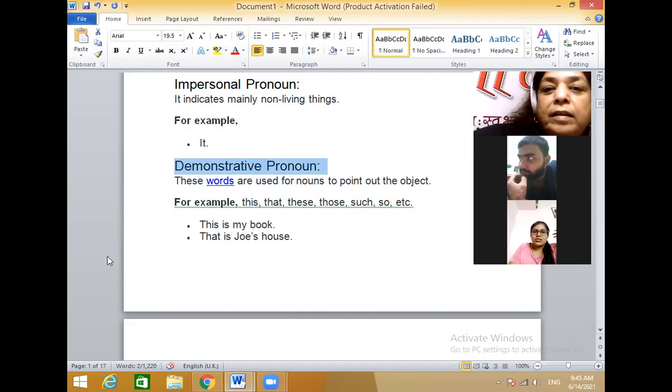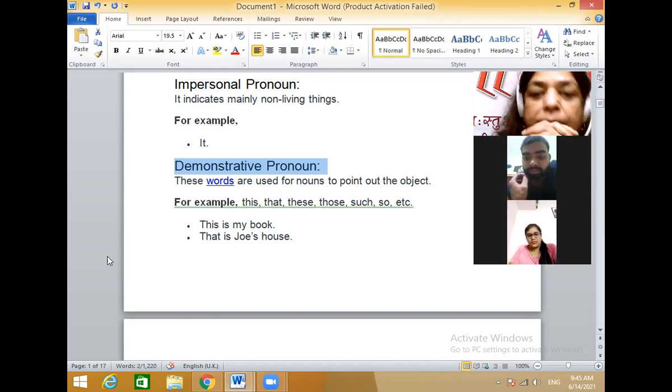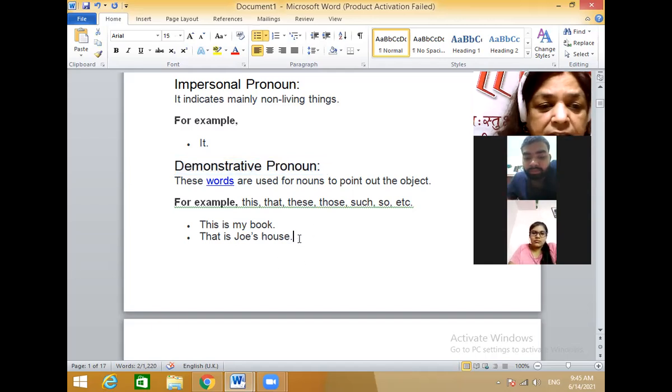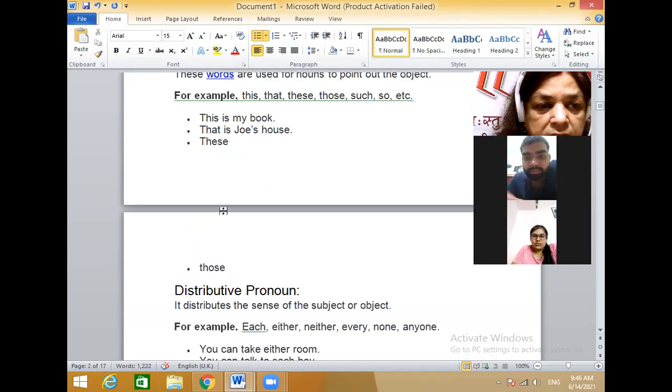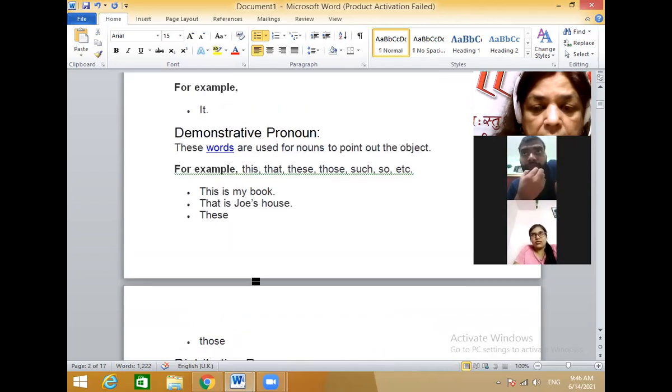That boy over there. This girl sitting next to me. Yes, ma'am. Those students standing at the counter. Know the term, demonstrative pronoun. This, that, these and those. Yes, guys, please make sentences with this, that, these and those. Now, Raji, you tell me.